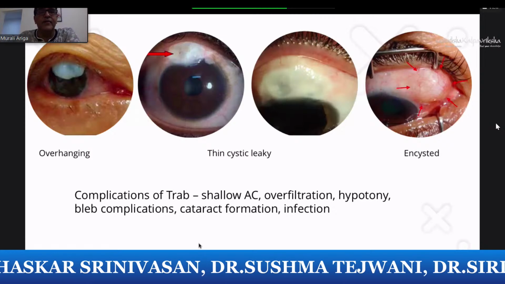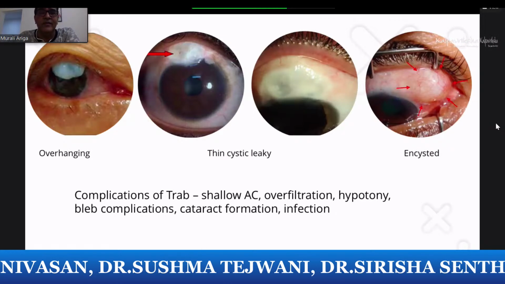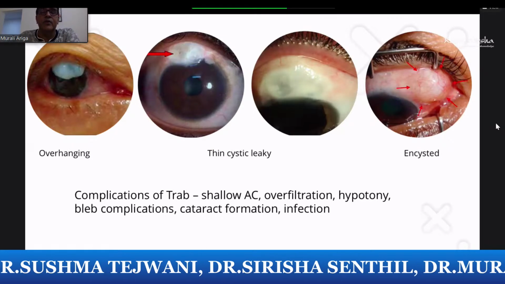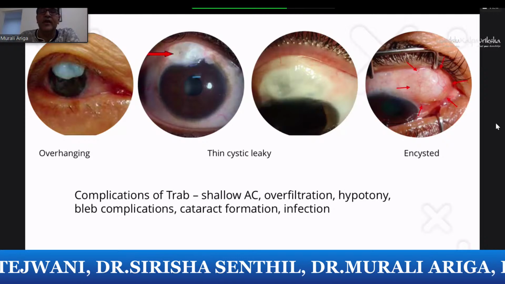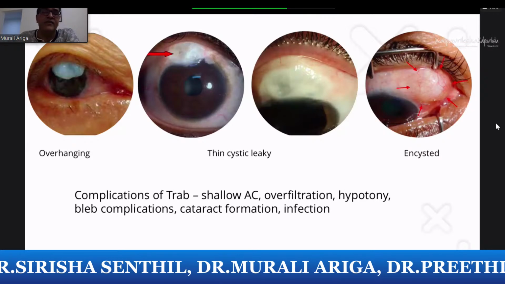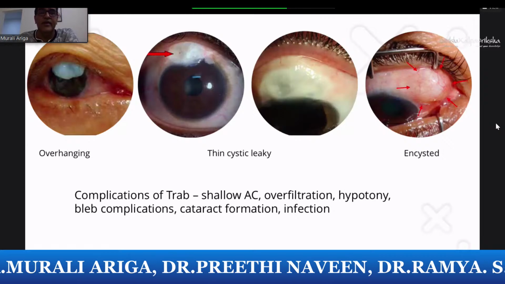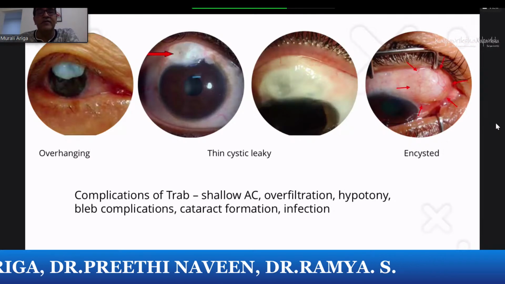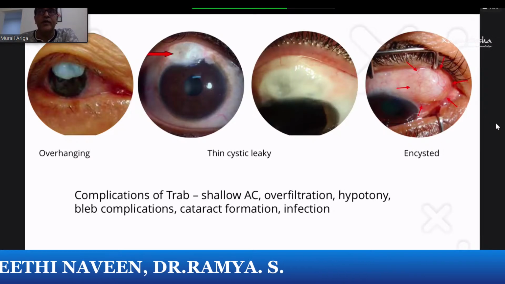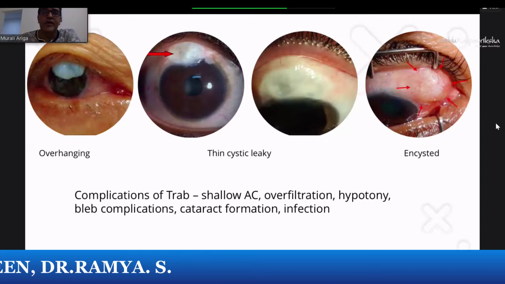Complications of trabeculectomy include, I'm very briefly listing some of them: shallow anterior chamber, overfiltration, hypotony and related complications like choroidal detachment and so on, bleb complications like blebitis, bleb-associated endophthalmitis. Cataract formation many years after the trabeculectomy is somewhat common. About 50% would probably develop a cataract in the next 5 to 8 years if you do trabeculectomy alone. That has to be kept in mind.